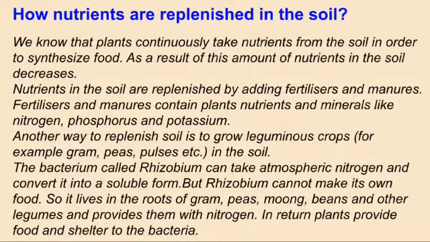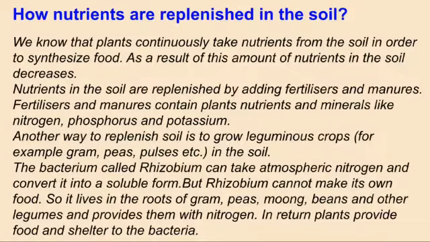As you know, there is 78% nitrogen in the atmosphere, but plants cannot take it directly from the atmosphere in the gaseous form. They want the soluble form of nitrogen, so they need help. So the rhizobium bacteria convert the nitrogen into the soluble form for the plants. So now the plant can take it easily.